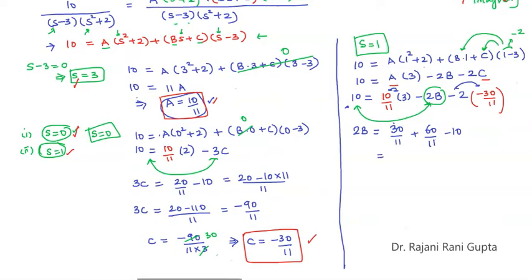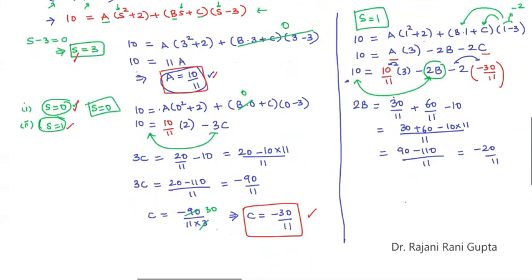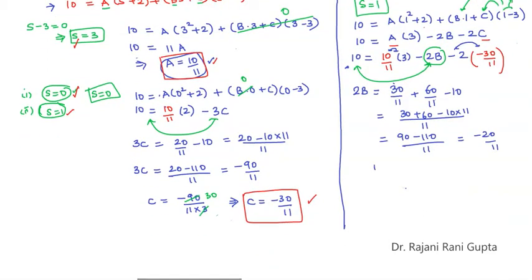When you solve it, LCM is 11. 30 plus 60 minus 10 into 11. So this gives you 90 minus 110 over 11, which is minus 20 over 11. This is the value of 2B. So this gives you B as minus 20 over 11 into 2, which implies B as minus 10 over 11.